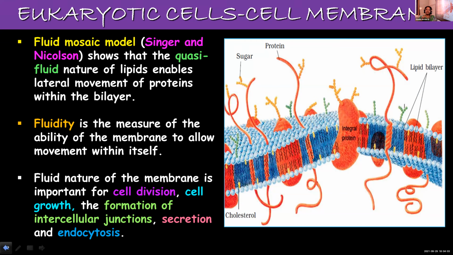If the plasma membrane is rigid, these cells cannot carry out the functions that we already listed out: cell division, cell growth, formation of intercellular junctions, secretion, and endocytosis.